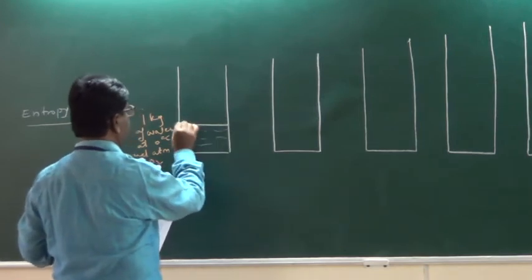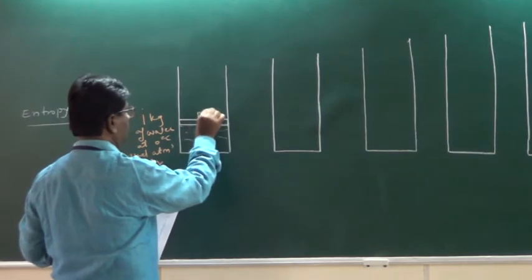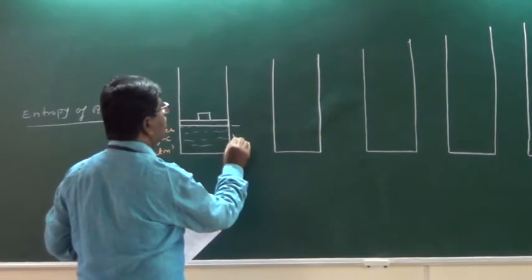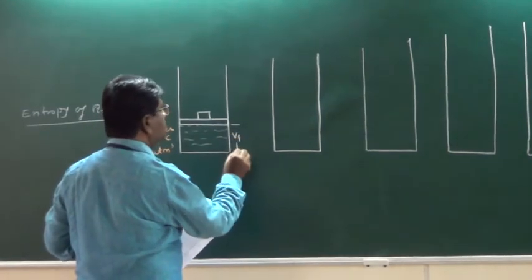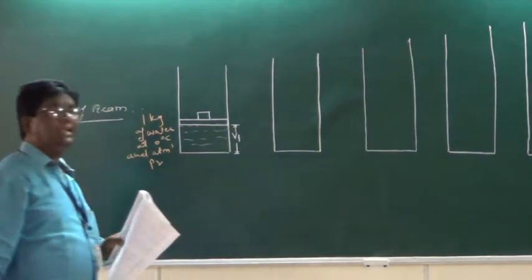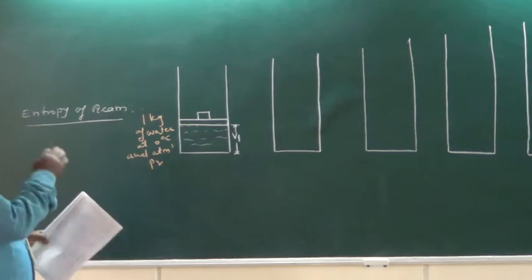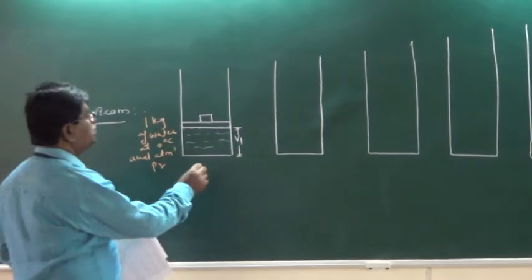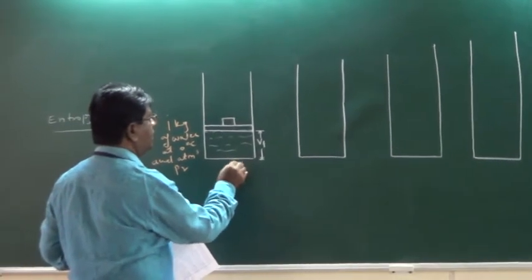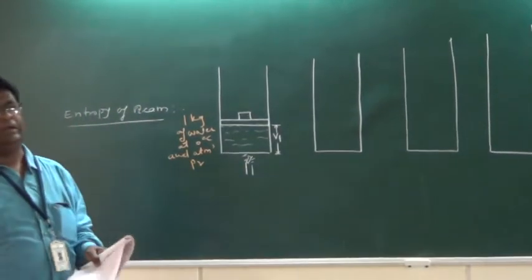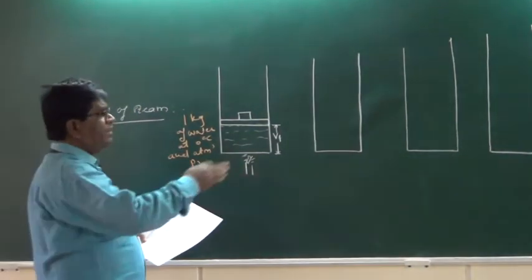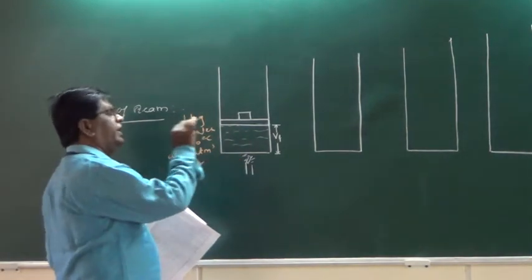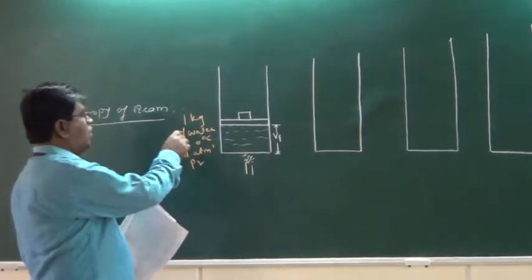Here a piston and cylinder arrangement is there. We have kept the weight over this. So initially we call this volume as Vf. This is the volume of water which is considered here. A cylinder and piston arrangement is there, and suppose we have started to supply heat externally to this container.